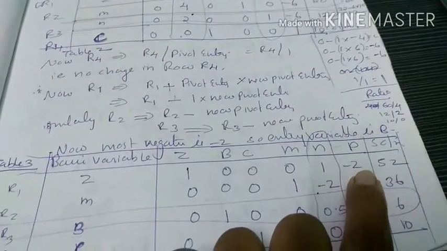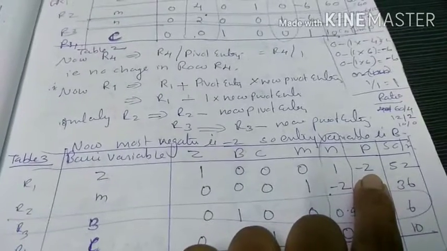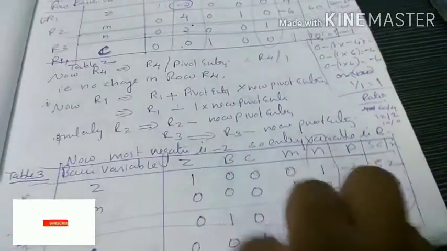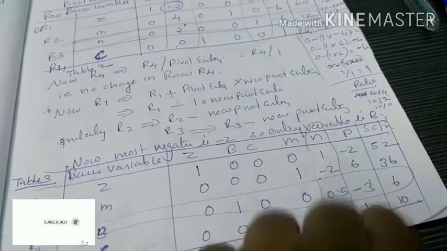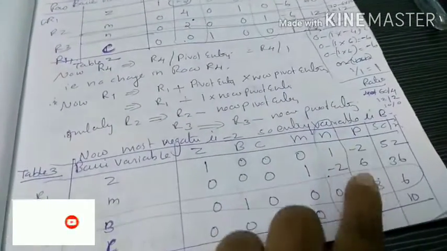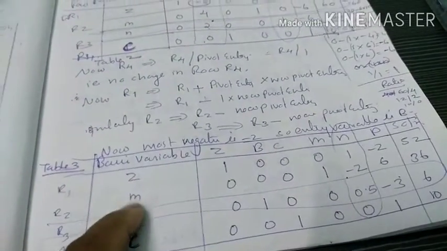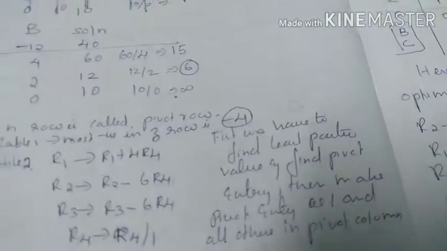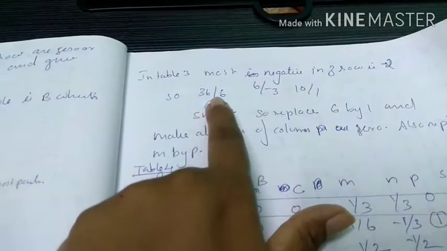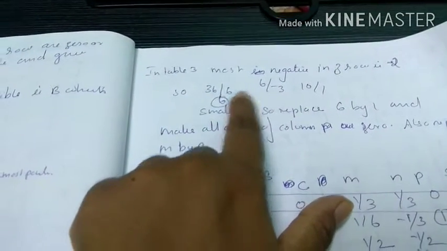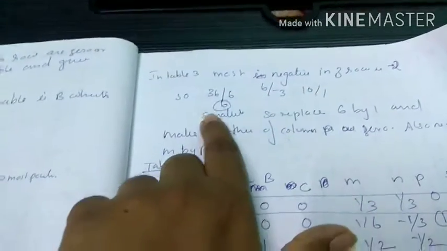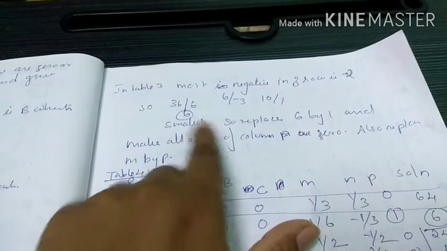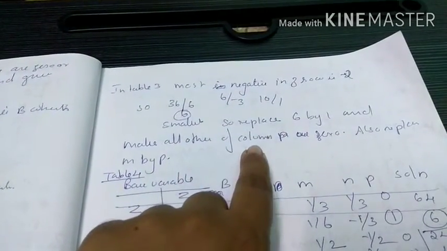Here we can see there is another negative value in the Z row, so we have to do this process again. For that we have to take this P column and the solution column and replace M by P. For that we have to interchange the rows. For finding the pivot entry, we divide the solution column by the P column: 36 by 6, minus 3, and 10 by 1. The smallest is 6, so replace 6 by 1 and make all the others in column P as 0.